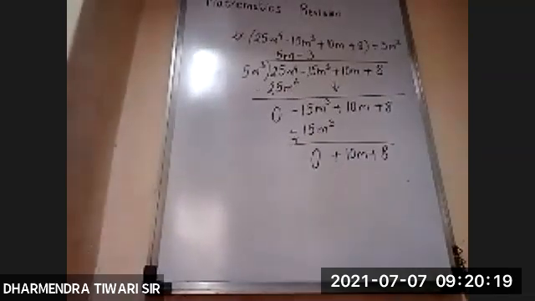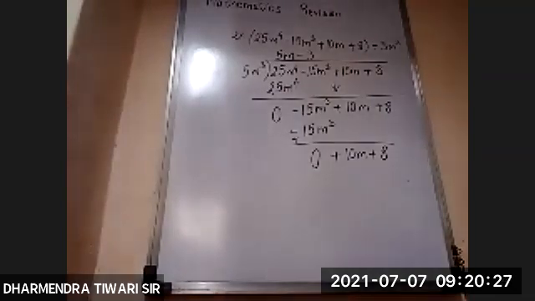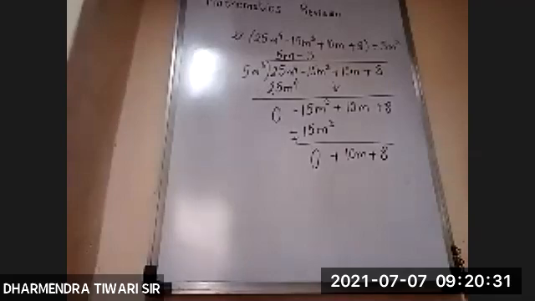Now, our observation is that the degree of divisor is greater than the degree of remainder. What do you need to do? Just stop your calculations here because further division is not possible. Okay, hope you have understood.